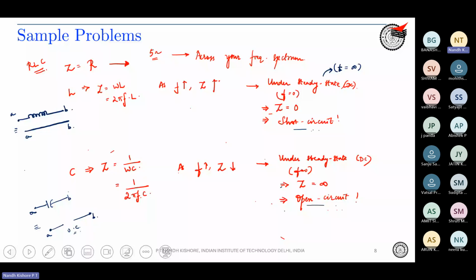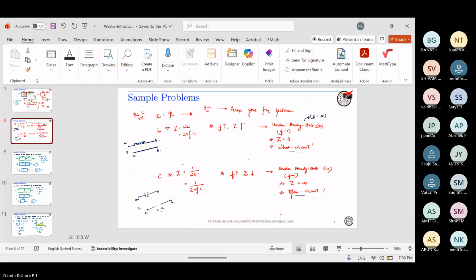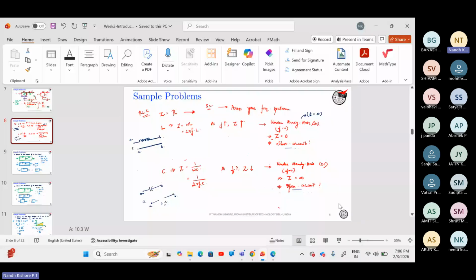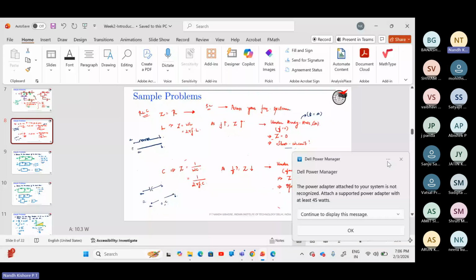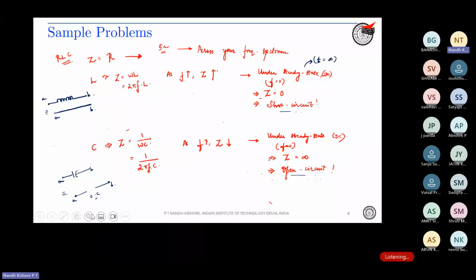Hello? Am I audible? Yes, sir, you are audible. Okay. So the point is that under steady state, the capacitor is an open circuit. So why is it so?